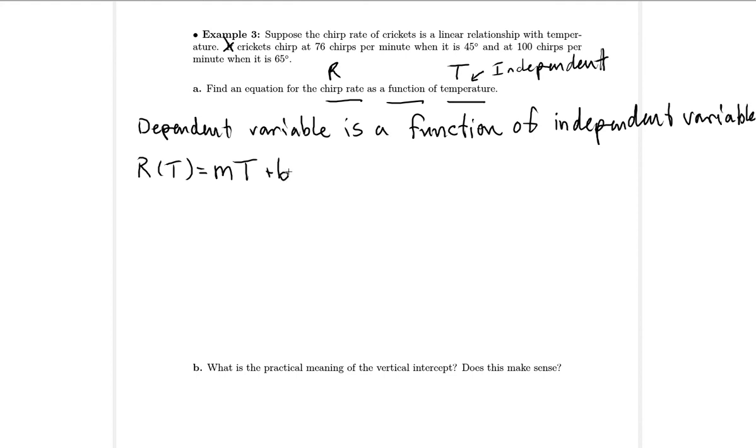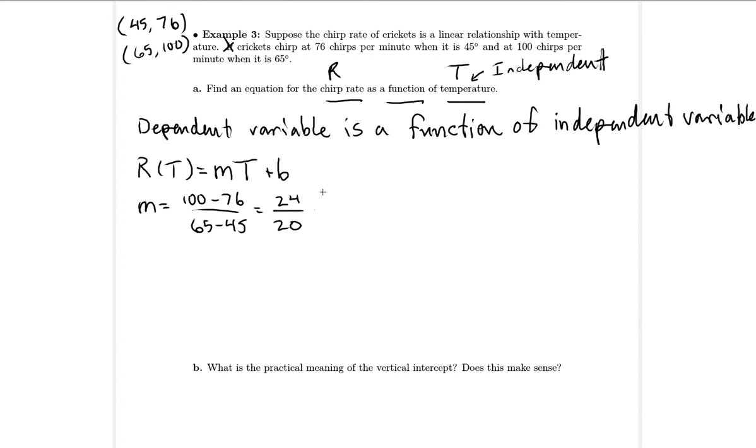But like on those other problems, we can see some ordered pairs up here. On the one hand, we've got 45 degrees goes with 76 chirps per minute, and 65 degrees goes with 100 chirps per minute. So our slope would be 100 minus 76 over 65 minus 45. That gives us 24 over 20.